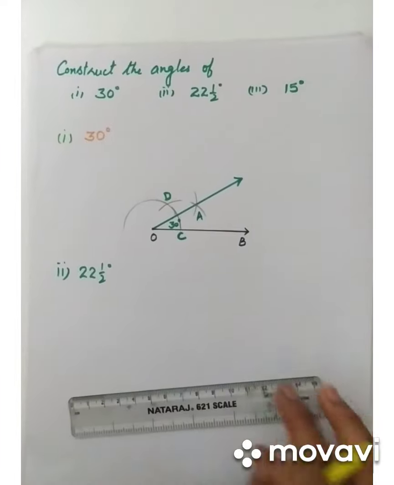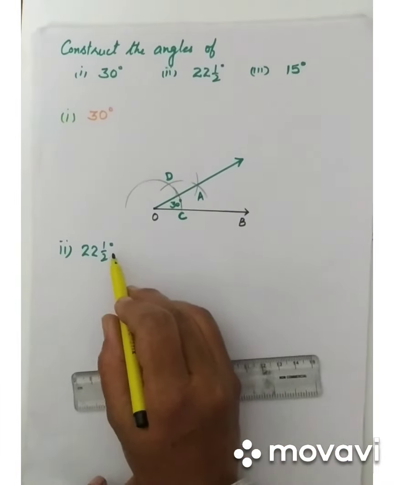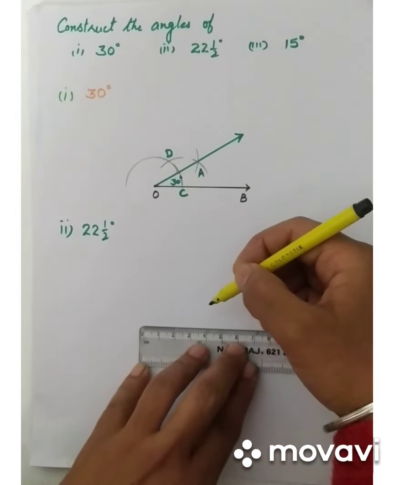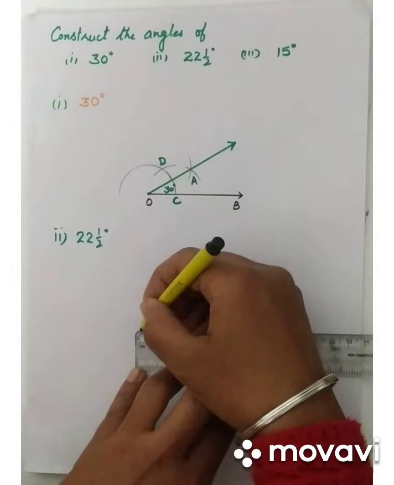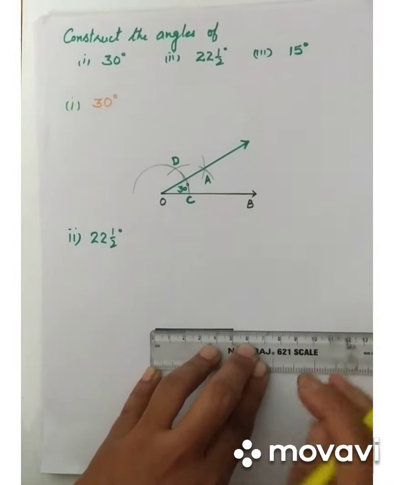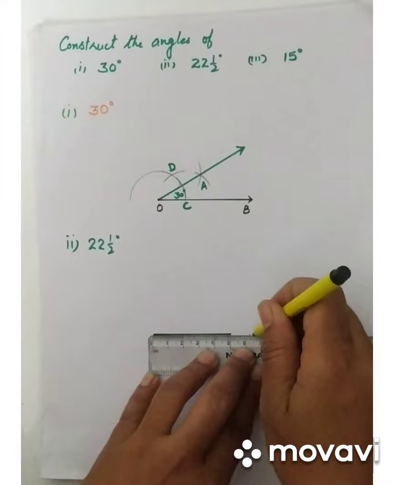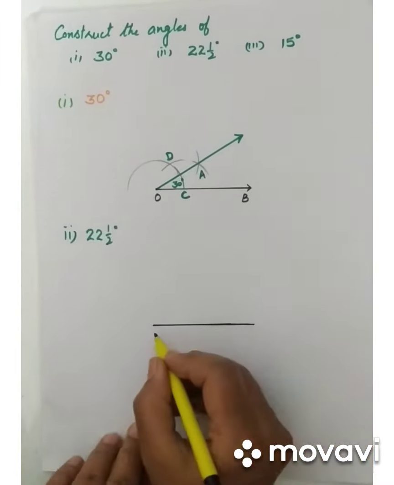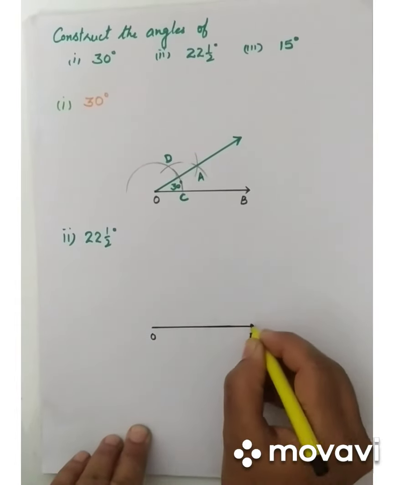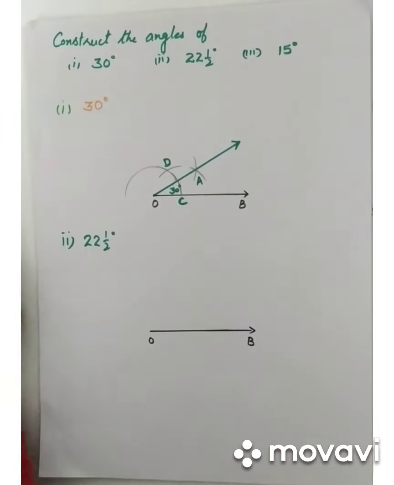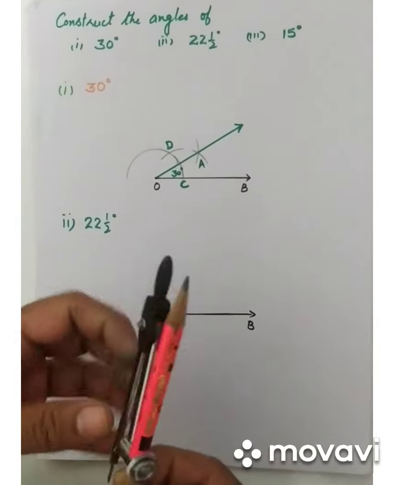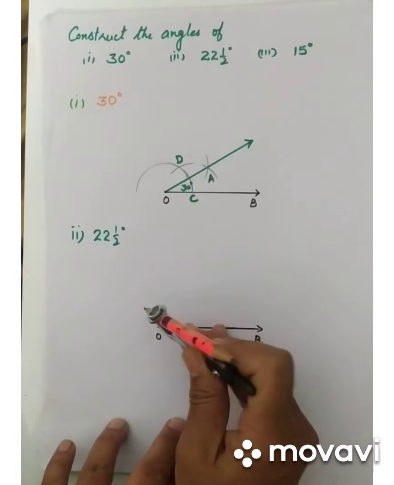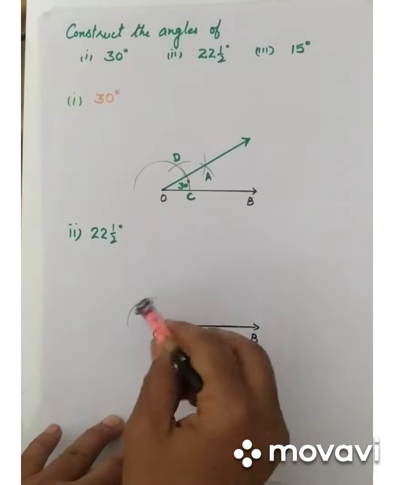Now students, let us construct the angle 22.5 degree. For that, first of all we have to construct the 90 degree angle, and then we have to bisect that: 90, then 45, then half of 45 is 22.5. That means we have to start with 90 degrees. Now once again draw a ray OB. Now at O we have to construct the angle of 90 degree. Yesterday we have learned how to construct the angle of 90 degree, right? So let us start with the 90 degree angle.